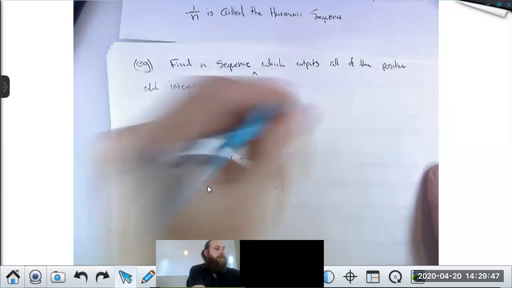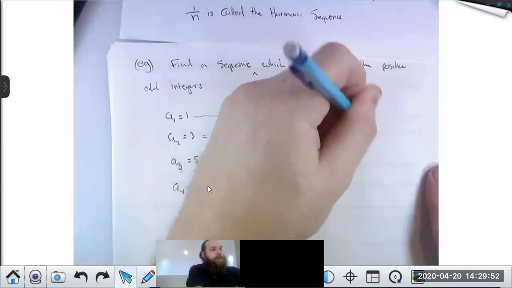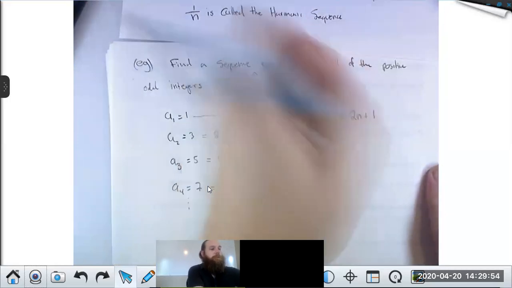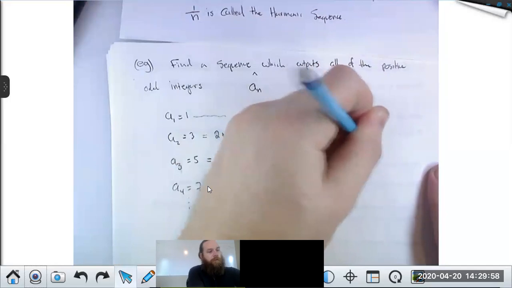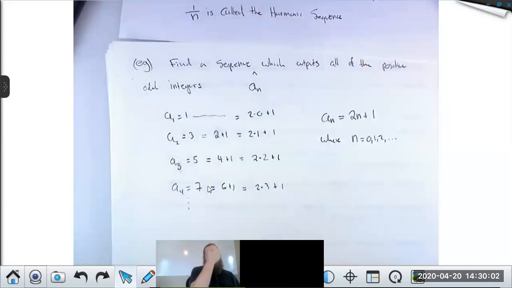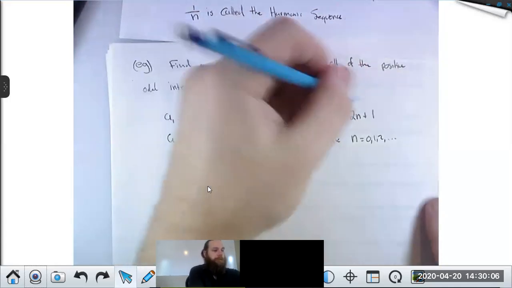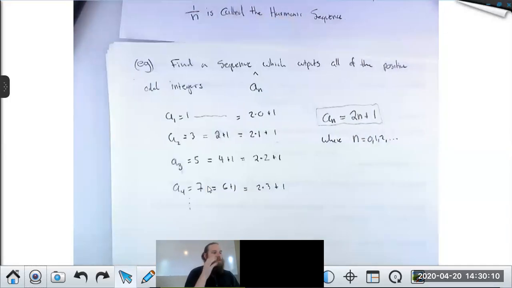So there's more than one way to do this. I could say an is 2n plus 1, where n equals 0, 1, 2, and so on. And this would work. This is a sequence that outputs all the odd positive integers.